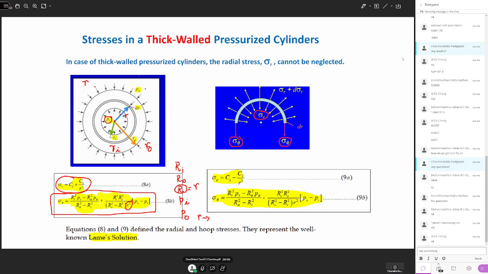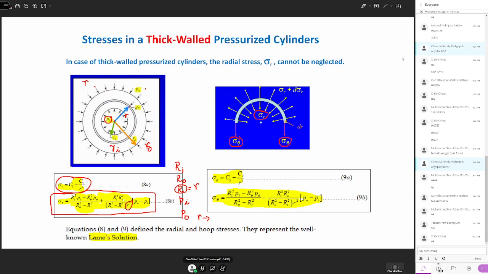Okay, so this is the radial stress. As you can see here, the arrows are pointing towards the center of the thick cylinder. Then the circumferential stress, or the hoop stress, sigma theta. We call it the hoop stress or the tangential stress.